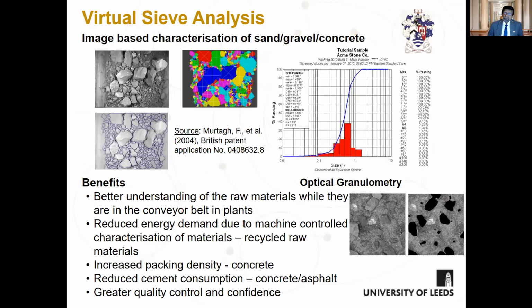Another example is the use of a virtual sieve for characterization of sand and gravel used in concrete. In this case, the grading is obtained digitally, and that can be used for deciding how much bitumen in the case of asphalt concrete, and cementitious material in the case of cementitious concrete, can be used. The advantages are better understanding of raw materials while they are on the conveyor belt, reduction in energy demand, increased packing density, and also reduction in cement consumption. Of course, we also get an improvement in quality control.